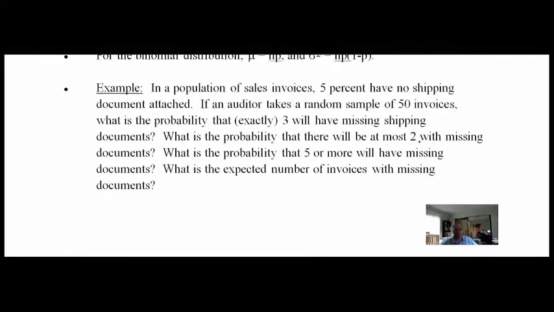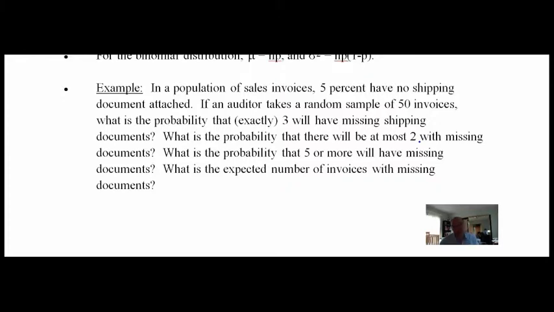All right, so here is a problem. In a population of sales invoices, there's this sales invoice population out there living and breathing in their own universe. 5% of them don't have shipping documents attached. What a shame. If an auditor takes a random sample of 50 invoices, so you can think there's this little population of sales invoices, they're just living in their little town, and then this big giant auditor, who's sort of like this big god, comes and pulls them out randomly. I could make a video out of this. Maybe I should. 50 invoices.